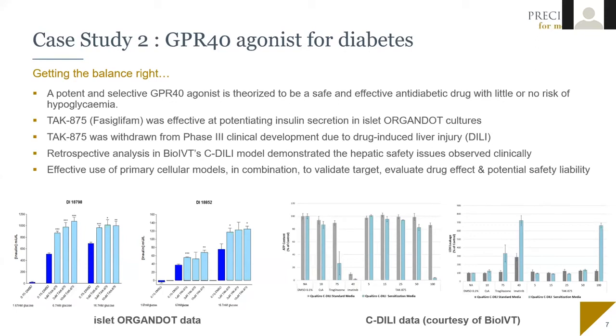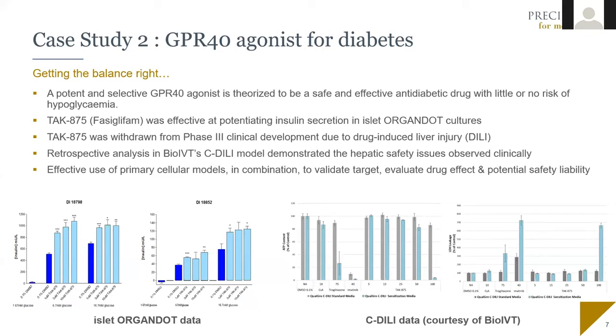So you'll remember our friend GPR40 from the previous slide. This is one of the targets that is being pursued, I guess is the right word, as a treatment for diabetes. So Takeda had developed a potent and selective GPR40 agonist. And the theory behind that is that they are supposed to be safe and effective as an anti-diabetic drug, and not cause some of the issues that come up with other mechanisms causing hypoglycemia.